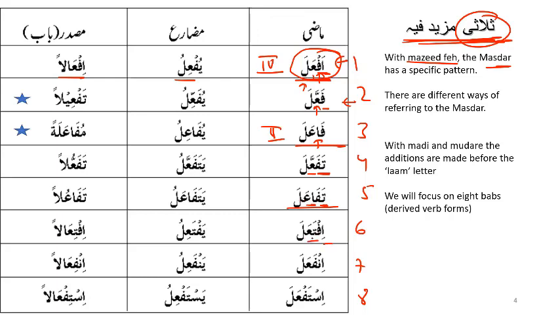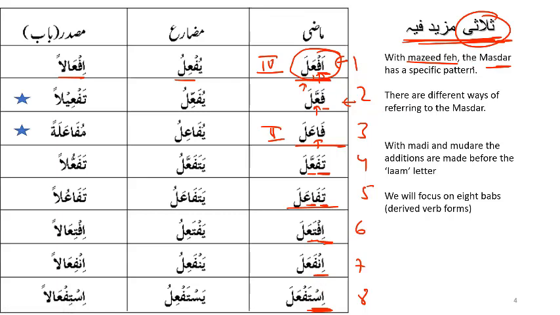And then ifta'ala, this is bab ifti'al. Here we have an extra alif, and then a ta in between the fa and the ain. Here we have an extra alif and a noon at the start. And here we have three extra letters, alif, sin, and ta. So these babs are called mazid fi because in addition to the three root letters, we have something extra.